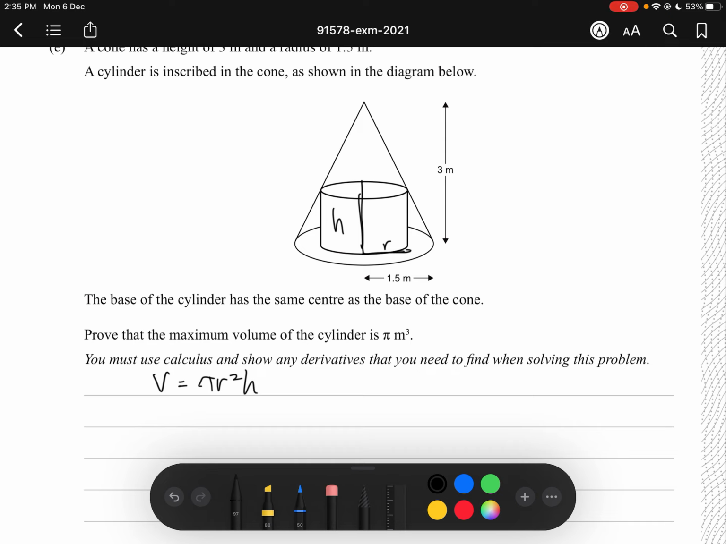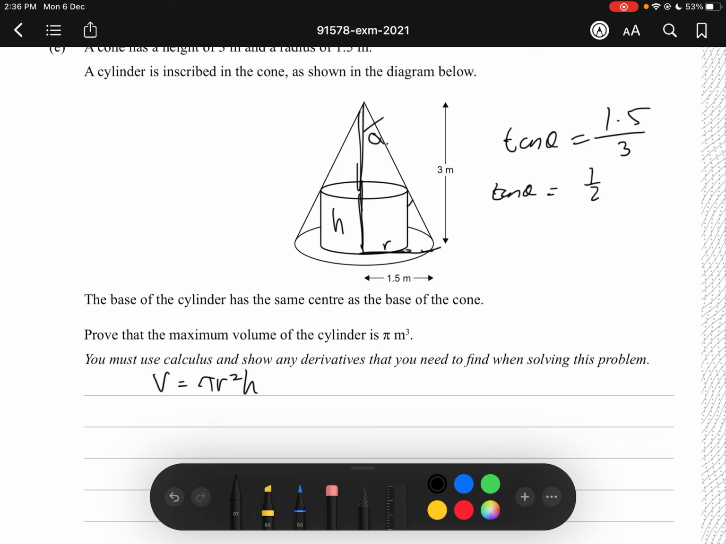Alright, so as you can see here, the height of the cone is 3 meters and the radius of the cone is 1.5 meters. And if we keep that same ratio, for example, if we draw a right angle triangle like this, we call this angle theta. So we can say that tan theta is equal to 1.5 over 3. So tan theta is equal to 1/2.